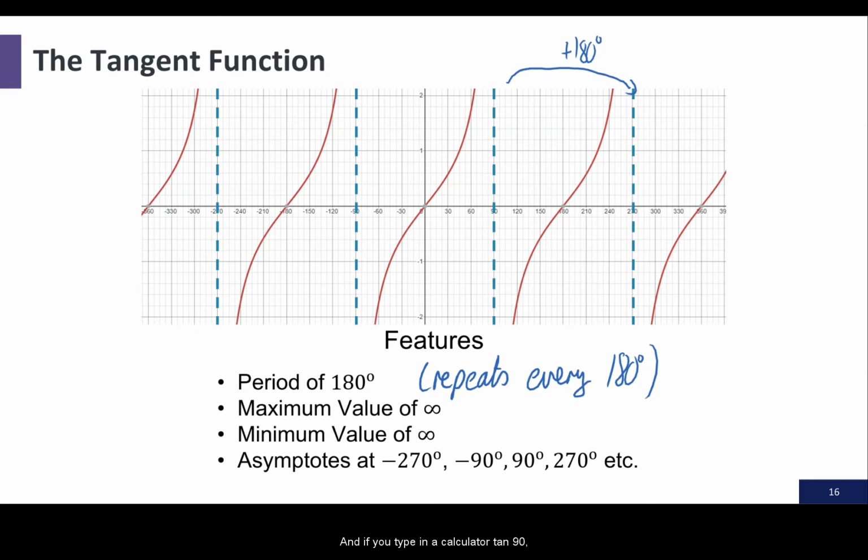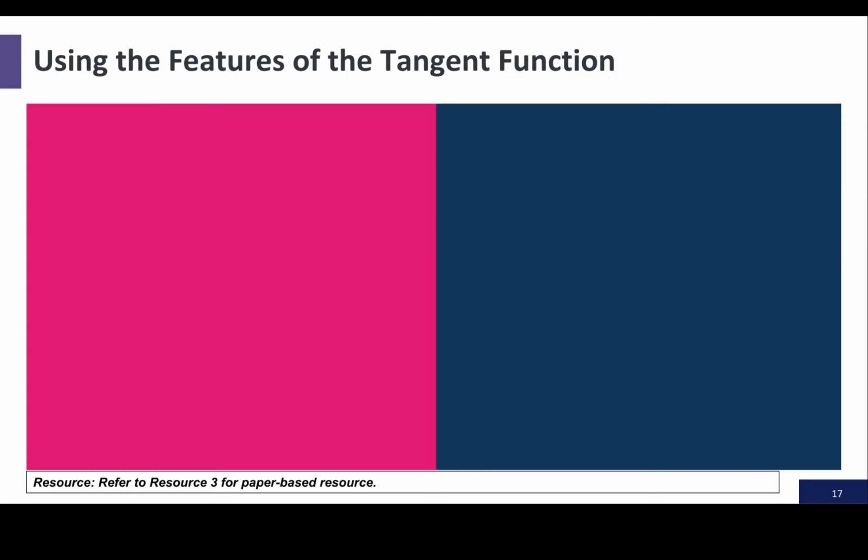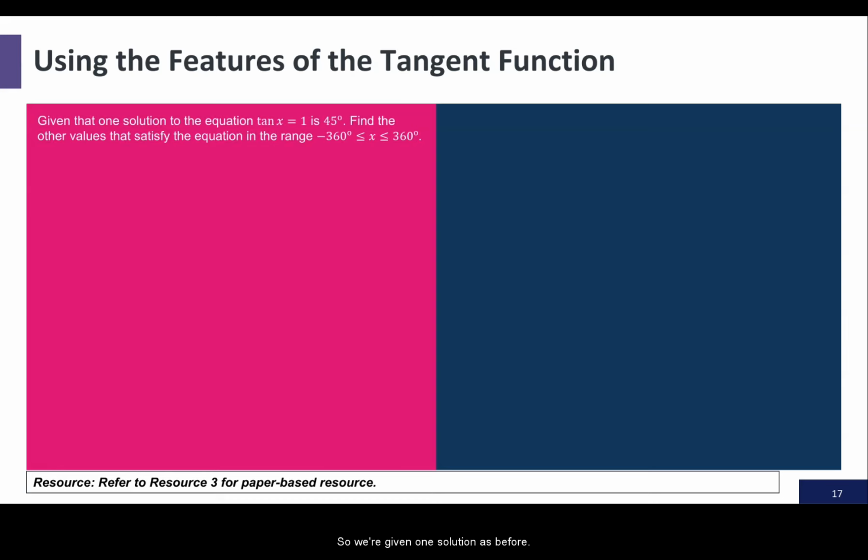And if you type in your calculator tan 90, it will give you math error. Now, tan is really nice because it repeats every 180 degrees. The solutions are really easy to find. So here we go. So we're given one solution as before, and we're given a range of degrees to find it between.